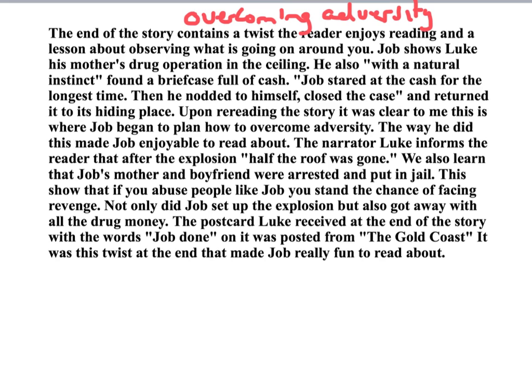Firstly, a couple of things about this paragraph. He also, with a natural instinct, found a briefcase. Look at how I've used words from the story and integrated them into my essay. Here's another one. I've put in the sentence or sentences, and then I've just continued writing. So try to bring quotes in the best way you possibly can.